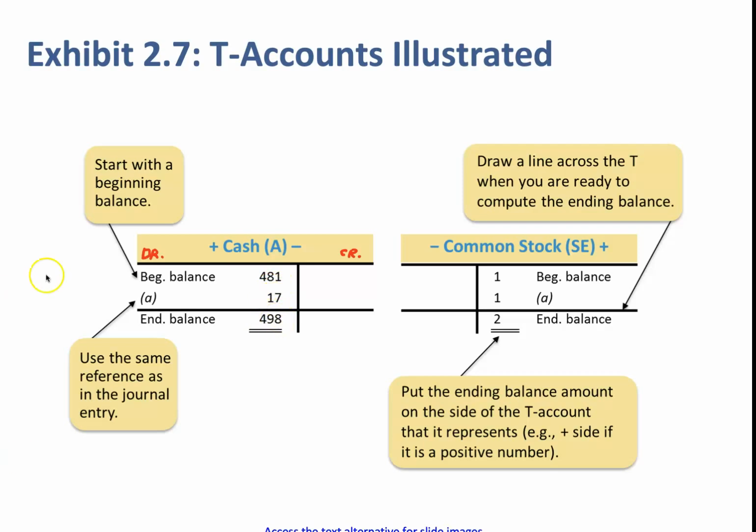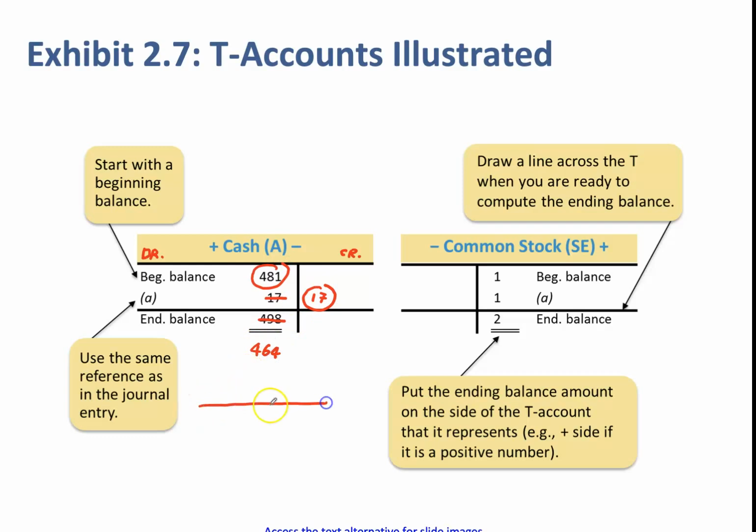Now, what if the 17 is not on the debit side, but it's on the credit side? If 17 is on the credit side, which means it's a decrease of cash, then when we calculate the ending balance, we will use the 481 minus the 17. That's 464. So the ending balance becomes 464.